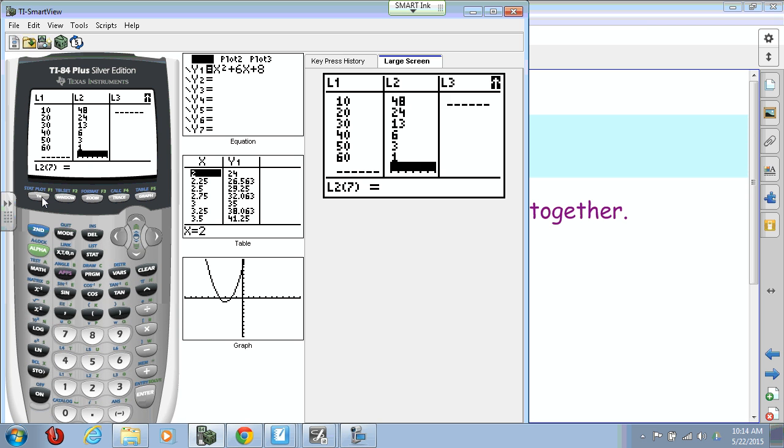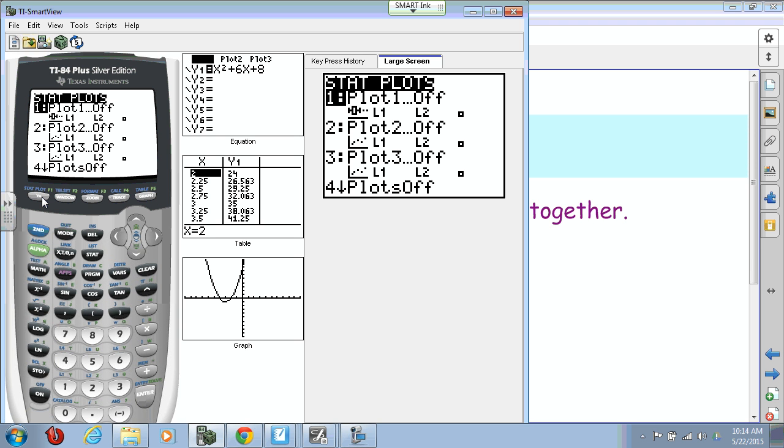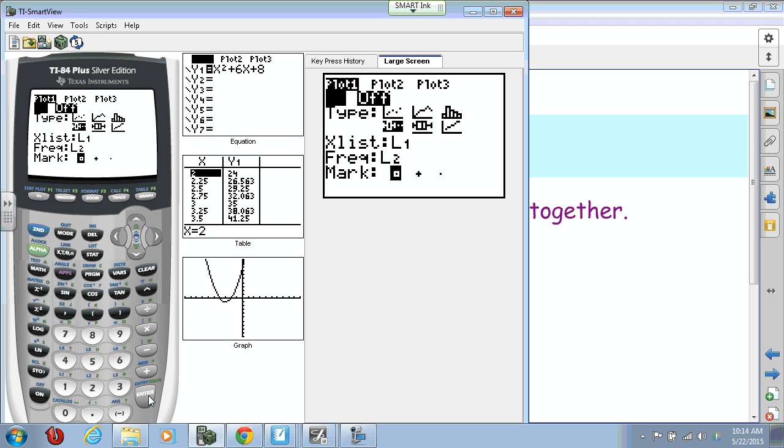Super. Second Y equals, please. Second Y equals. We're going to do data, so we've got to turn our statistical plots on. Remember we went here for our box and whisker? This time we're not doing box and whisker, we're going to do a scatter plot. So we're going to press enter for plot 1. We're going to press enter to turn it on. And I want you to arrow down to the very first type, which is your scatter plot. You can see how they're scattered about. Press enter.